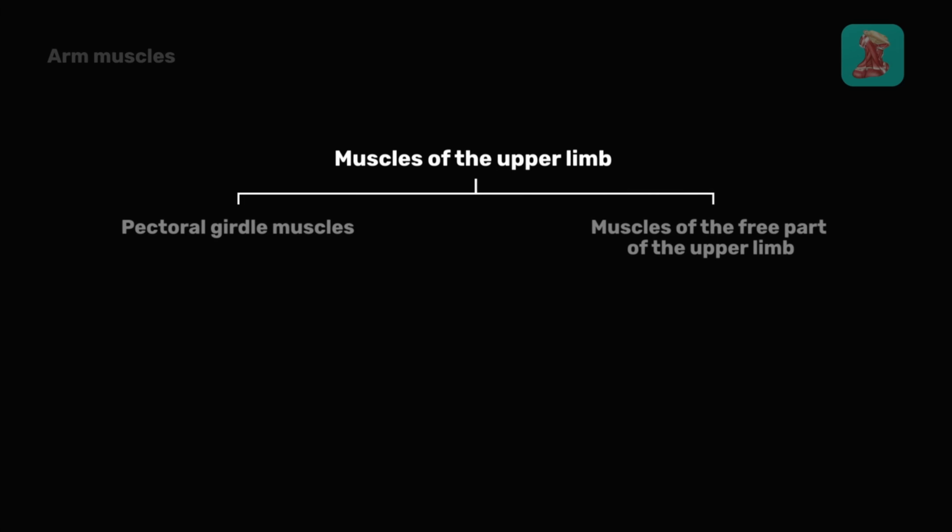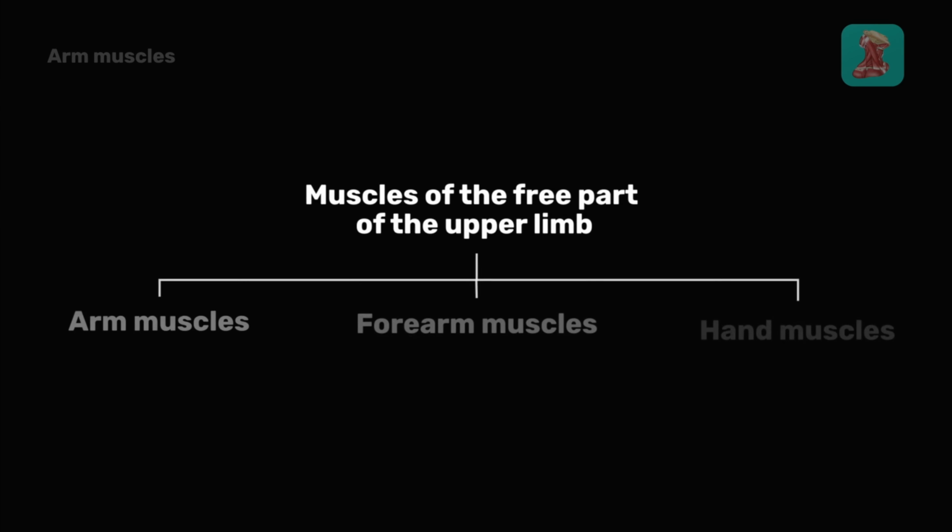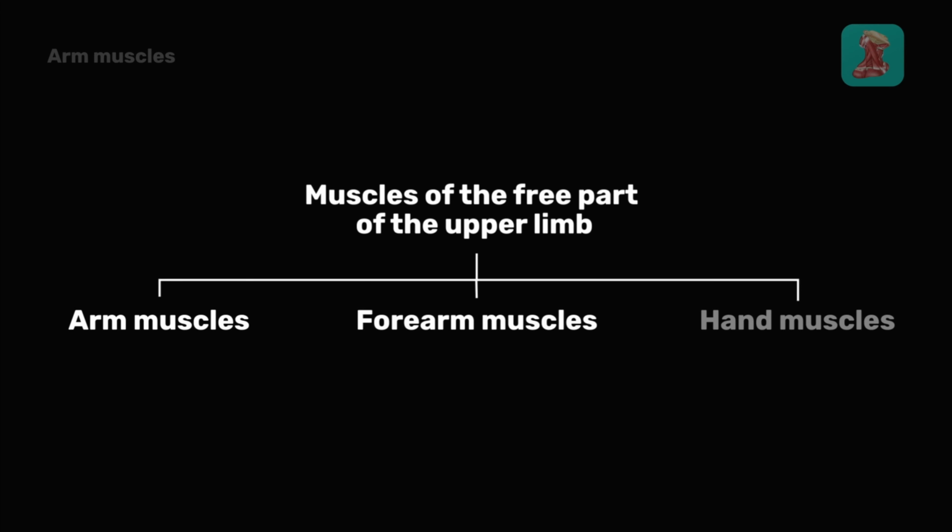Within these areas, the muscles of the upper limb are located. These include the muscles of the pectoral girdle and the muscles of the free part of the upper limb. The muscles of the free part of the upper limb are divided into arm muscles, forearm muscles, and hand muscles.